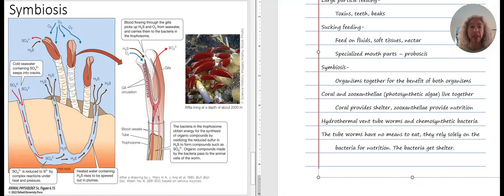Other animals, like this deep sea hydrothermal vent tube worm that you can see here, also rely on other animals or other organisms for nutrition through a symbiotic relationship. Tube worms that live in the deep sea on hydrothermal vents rely solely on bacteria in their gut, down here in this trophosome, to provide them with nutrition. The tube worms don't have any capabilities to feed on their own.